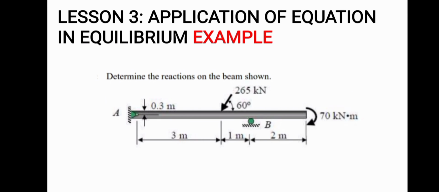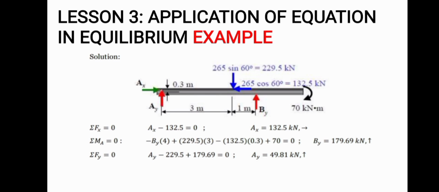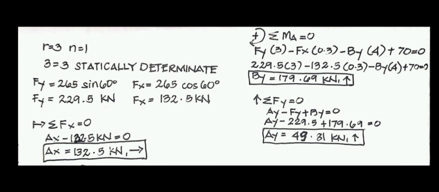So for another example, we are asked to determine the reactions on the beam shown here. We can see here at point A, we have two reactions, horizontal reaction AX and vertical reaction AY. At point B, we have one reaction BY. If we are going to check the determinacy of the beam, our R is equal to 3 and N is equal to 1. So 3 is equal to 3.